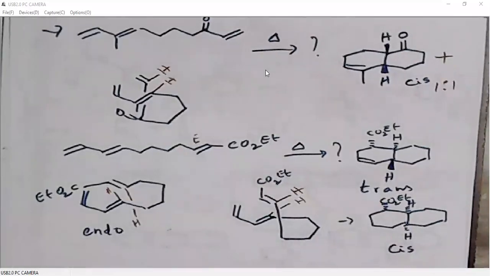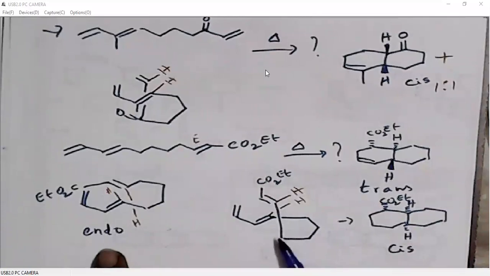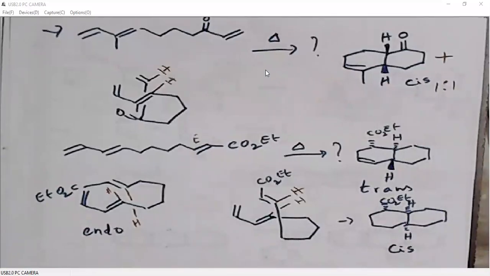It depends. If it follows endo, that will give you only one product. But if it doesn't follow endo, this will also give you another product. So if it follows endo, it will give trans. If it doesn't follow endo, it will give cis. So in case of intramolecular reactions, there is no clear cut rule. Whether it follows endo or both endo plus exo, there is no clear cut rule, so we need to give both the answers.